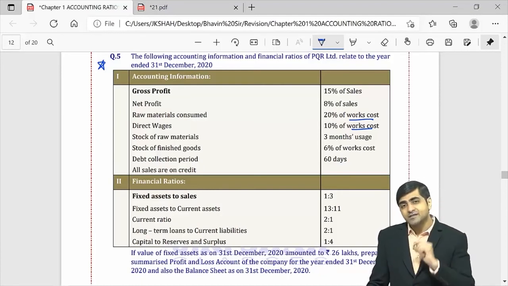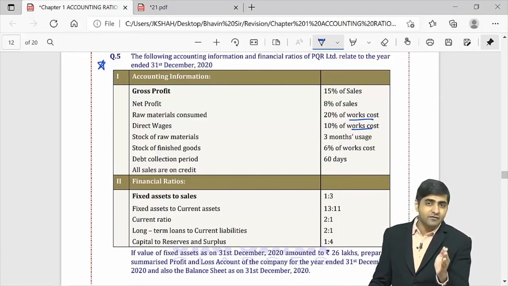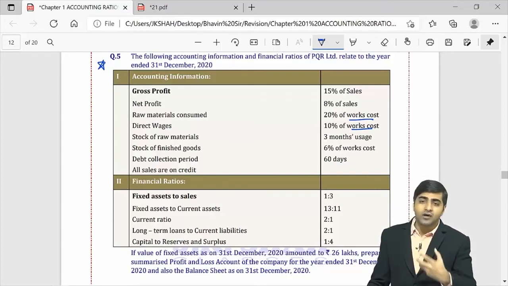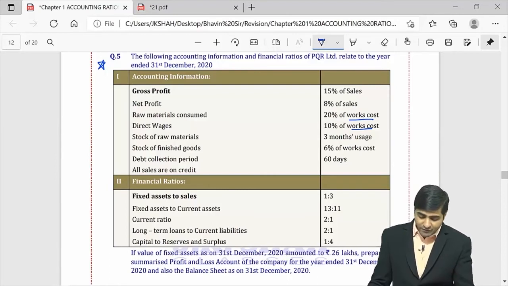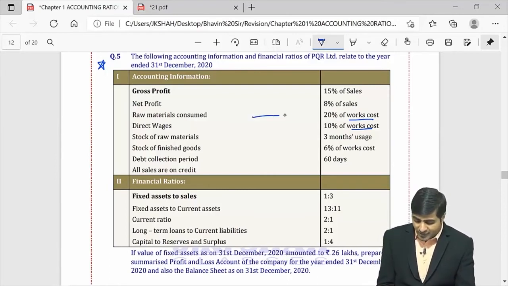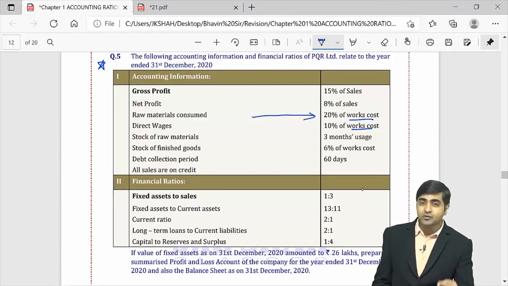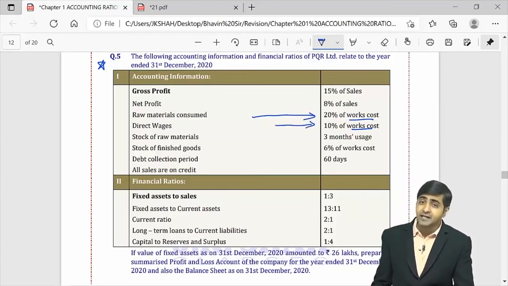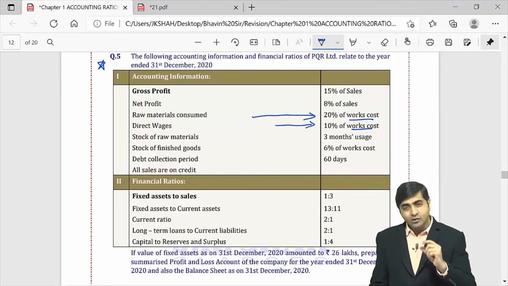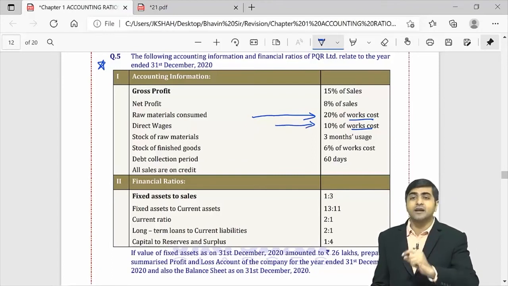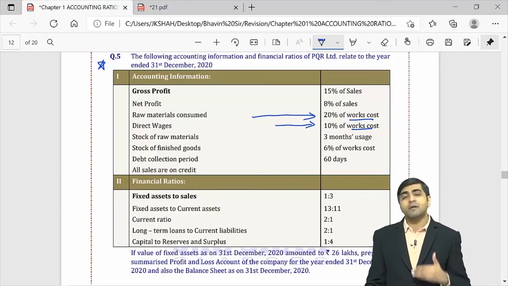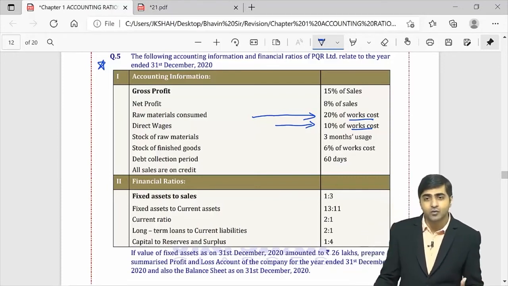So first step is we have to calculate the sales, from which we have to subtract your GP margin. We'll be getting the amount of COGS or the work cost, and with the help of the work cost, we have to multiply this by 20% to get the amount of the raw material consumed. Whatever is your work cost, we multiply that by 10%, we'll be getting the direct wages. And guys, now 30% is raw material consumed and direct wages. So what will be the balance 70%? So that will be treated as your manufacturing expenses or your factory overheads.